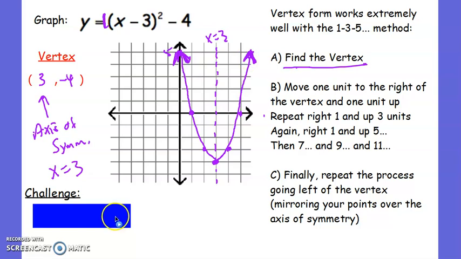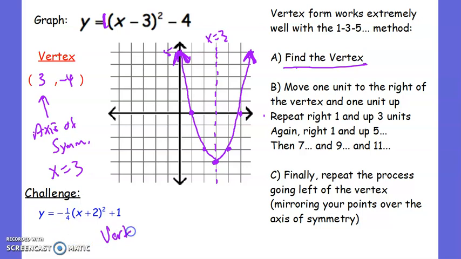Take a second. I'm going to reveal this equation down here. Think about this equation. See if you can identify the vertex, and then see if you can plot that equation at home. I'm going to pause the video now and fill in the information. Good luck.